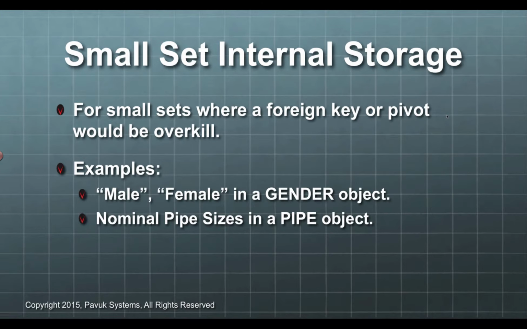Pavuk has a concept of small set internal storage in its objects. These are for small sets where a foreign key or pivot would be overkill. Some examples of small set internal storage are male and female in the gender object, or the 24 or so nominal pipe sizes in a pipe size object. Small sets, exactly what they mean. Small pieces of data that are reusable and can be industry specific.